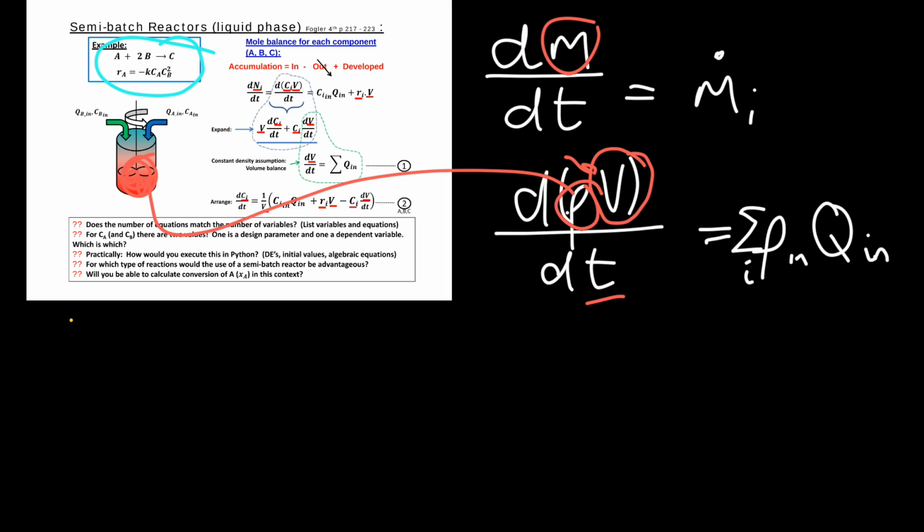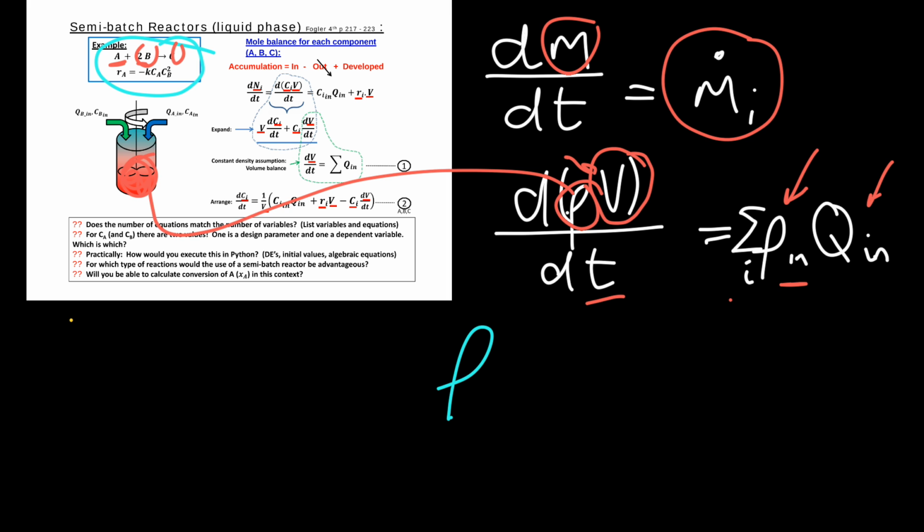I change A and B to C. I continuously feed B. And of course, this inlet is then, if I write everything in terms of density, the mass flow rate in I can write as the sum of densities of my inlet streams times the volumetric flow rates. And now we are going to make a simplifying assumption.